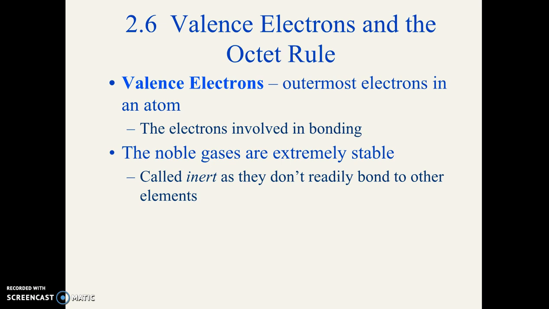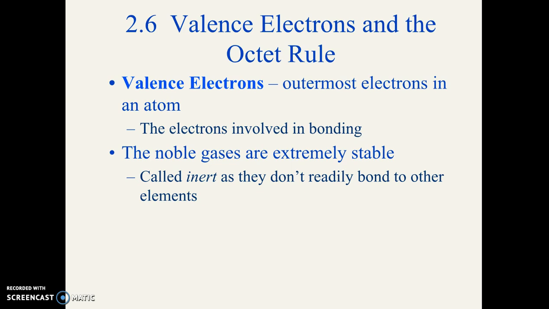So what we mean by that is it's not all of the outermost electrons. It's only specific outermost electrons, specifically the s and the p orbital outermost electrons. So what's special about them is these are the electrons that are involved in bonding.